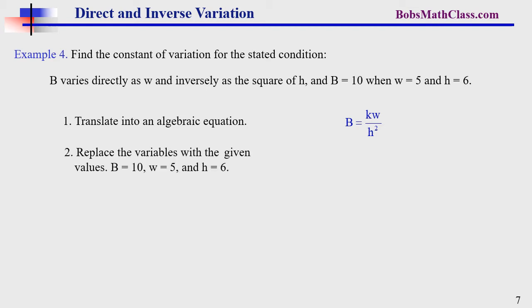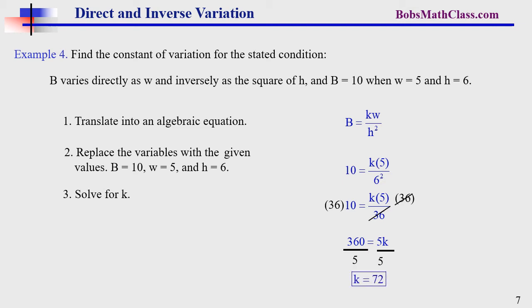Now we're going to substitute. Replace the letters that we have into our equation. So replace B with 10, W with 5, and H with 6. Now we could solve. K over 6 squared, 6 squared would be 36. Multiply both sides by 36. That way the 36's cancel out on the right hand side. 36 times 10, that's 360. Divide both sides by 5. And that'll give you a 72. So there it is. K is equal to 72.